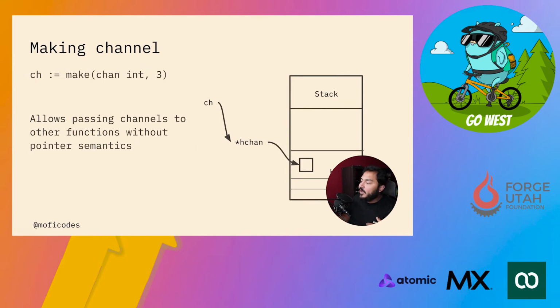That helps us because although the hchan itself gets created on the heap, it's a pointer. That's why we can just pass the channel to other functions and they point to the same heap object. Although Go is usually pass by value, because this is a pointer value, whatever you do to this channel happens to the channel that is in the heap. So that's why you can pass channels to functions without having to use a pointer to a channel.